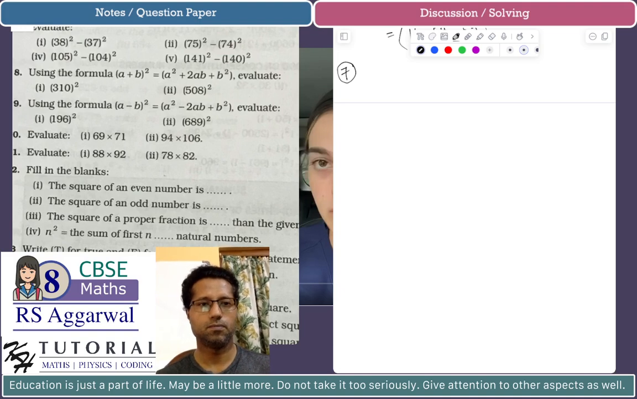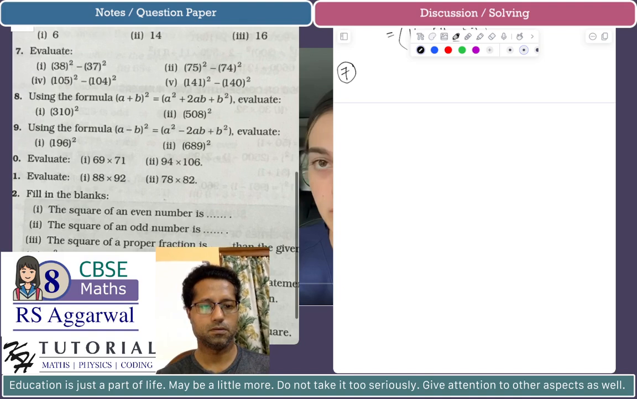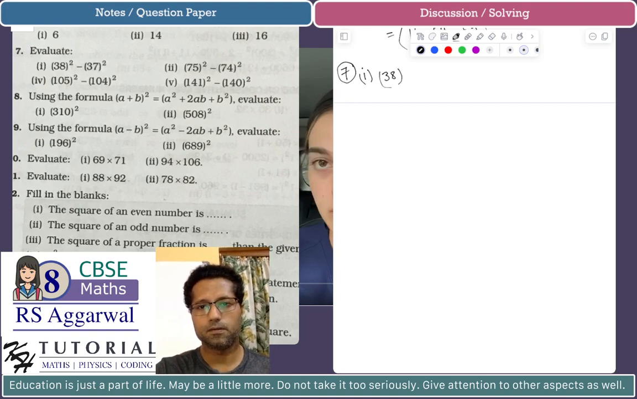Okay. Problem number 7, I see you cannot see it properly. Now you can see. Okay. Problem number 7 is evaluate. We have to evaluate. The first one is 38 square minus 37 square.